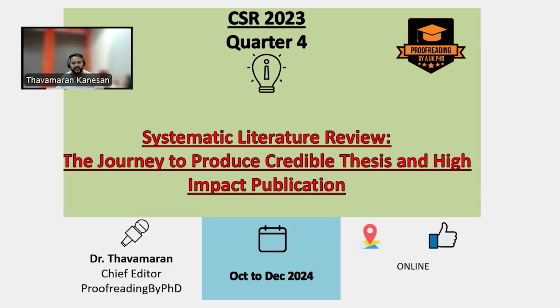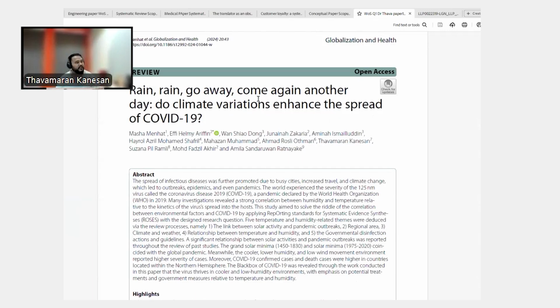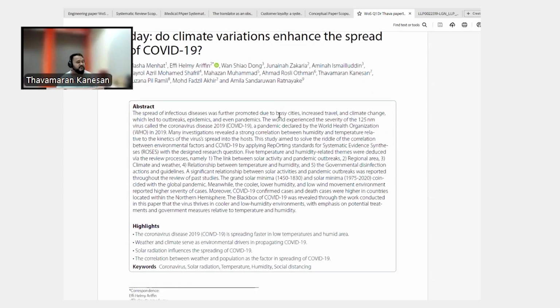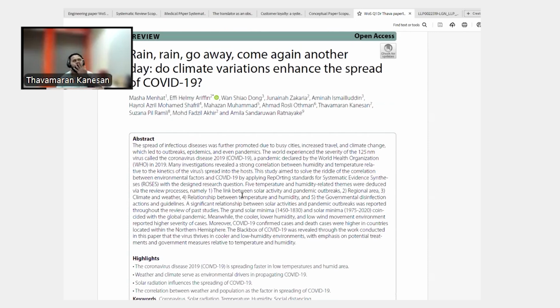For example, this paper of mine that I co-authored with Prof. Effie from UMT, Dr. Harold from UPM, and a few other supervisors and their students: Rain, Go Away, Come Again Another Day, Do Climate Variations Enhance the Spread of COVID-19. Okay. This paper took us almost 2 years and 2 months to get accepted. We went through about 3 to 4 rejections, and then finally BMC. BMC is a very, very good journal. This paper has Web of Science Q1, impact factor 10.8, if I'm not mistaken, for 2022.